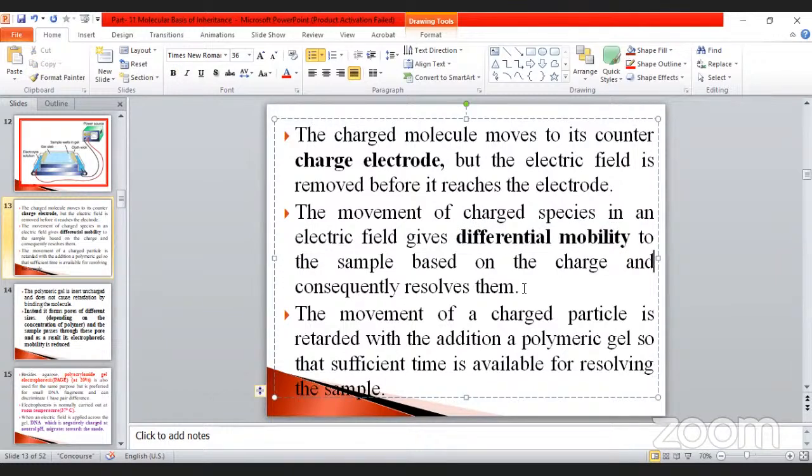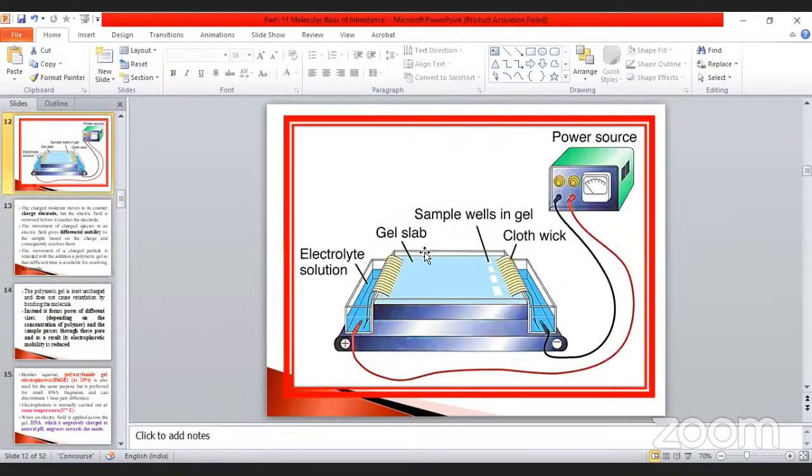This is very, very important. The movement of the charged particle is retarded with the addition of polymeric gel so that sufficient time is available for resolving the sample. After loading, you have to keep this setup and switch on the power. As a result, the migration starts. You have to wait for some time, 30 minutes or 1 hour or whatever it may be, according to the molecules.